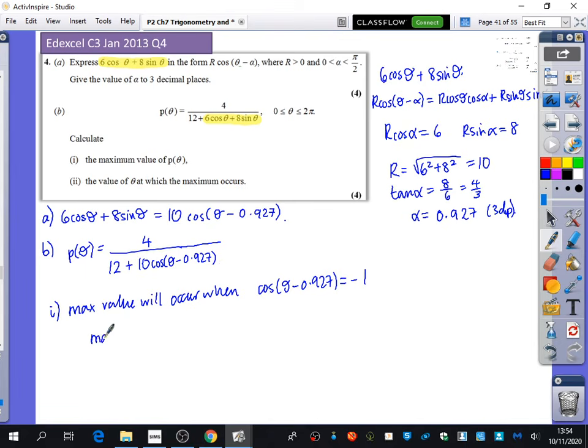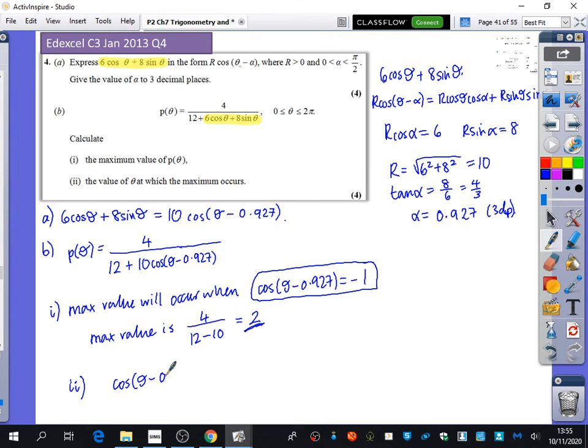So the maximum value is 4 over 12 minus 10, which is 4 over 2, or 2. And it also wants you to find the value of theta at which this maximum occurs. So I'm going to take this piece of information and I'm going to find out what theta is. So I have cos of theta minus 0.927 is equal to minus 1.